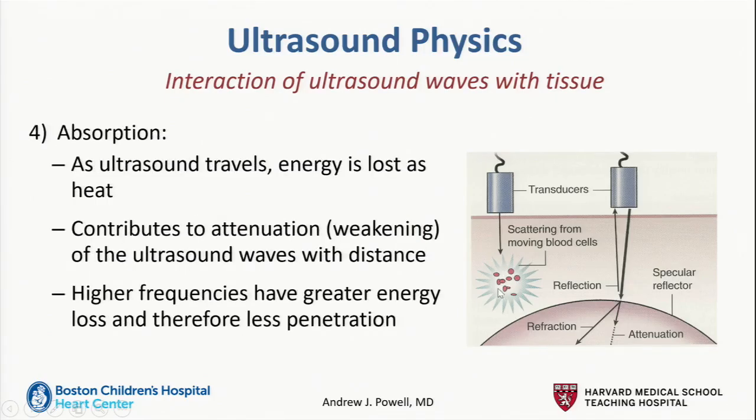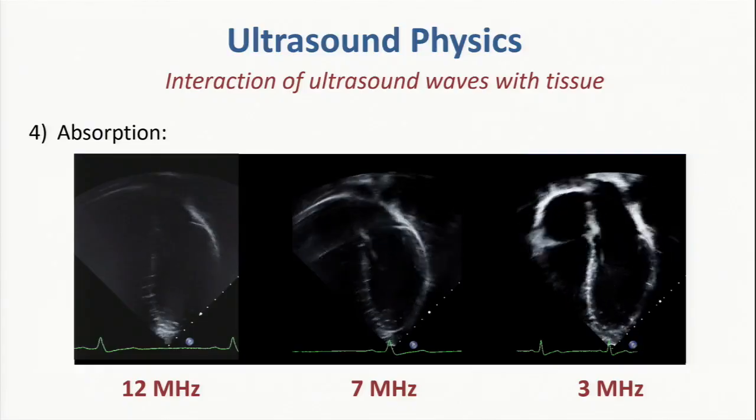And then finally, the fourth thing that can happen is as ultrasound travels through a tissue, it loses energy, and it loses energy in the form of heat. What this does is mean that the power of this ultrasound beam will weaken or attenuate over time and over distance. And it turns out that higher frequencies have greater energy loss and therefore less penetration. So you can see that in this example here.